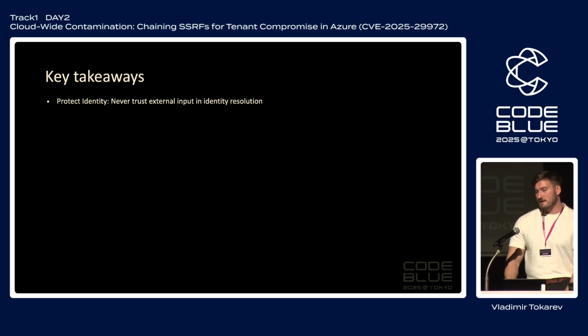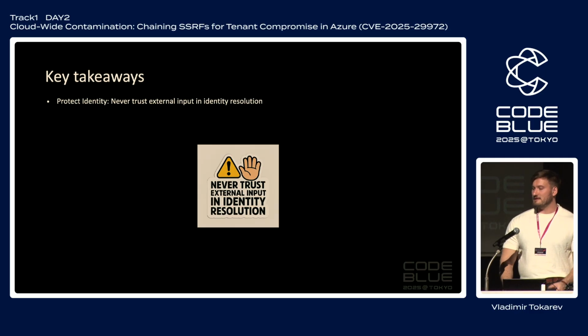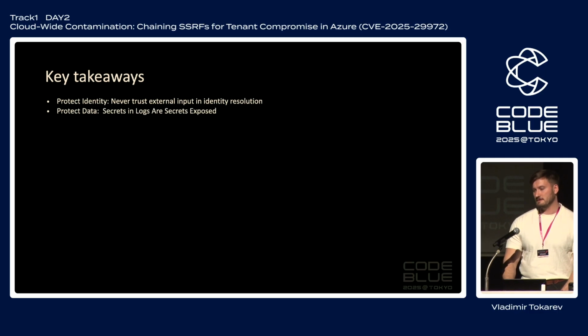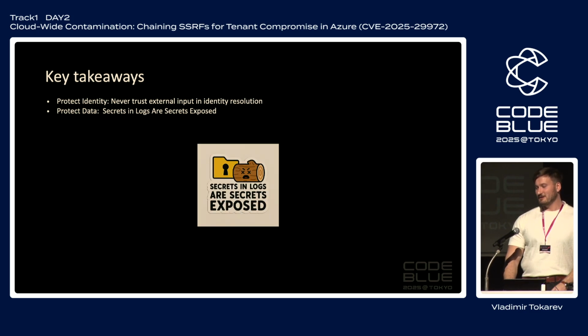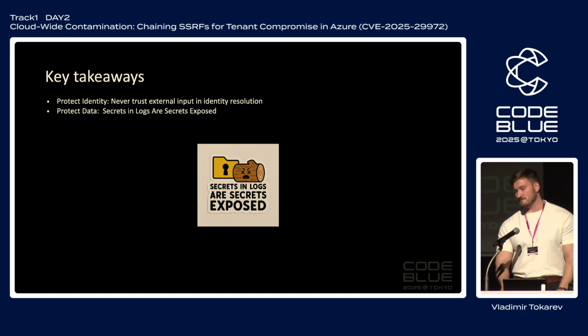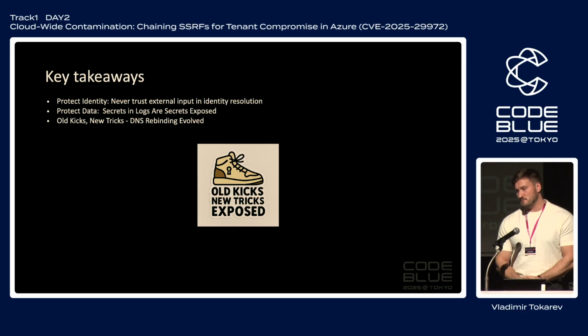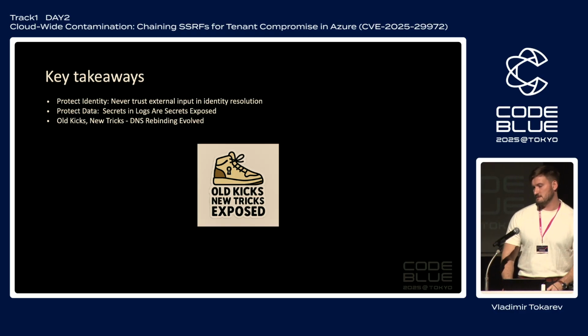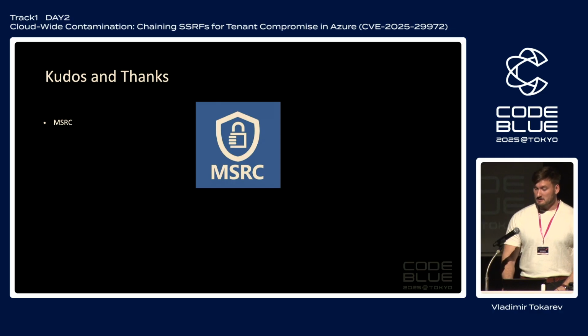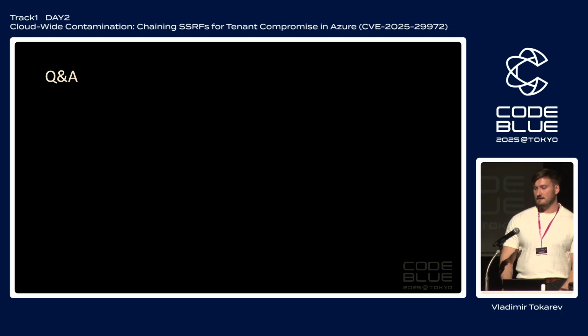The key takeaway here is: don't trust external inputs in identity resolution. All the attack was possible because of that. Secret logs are secretly exposed. If you keep an SSH password in logs, somebody will use it to attack you sometime. And old tricks, new tricks. All this presentation, all this vulnerability is based on old concepts, nothing new here. They just work. Special thanks to MSRC and to the SRP team, and we now have Q&A time.